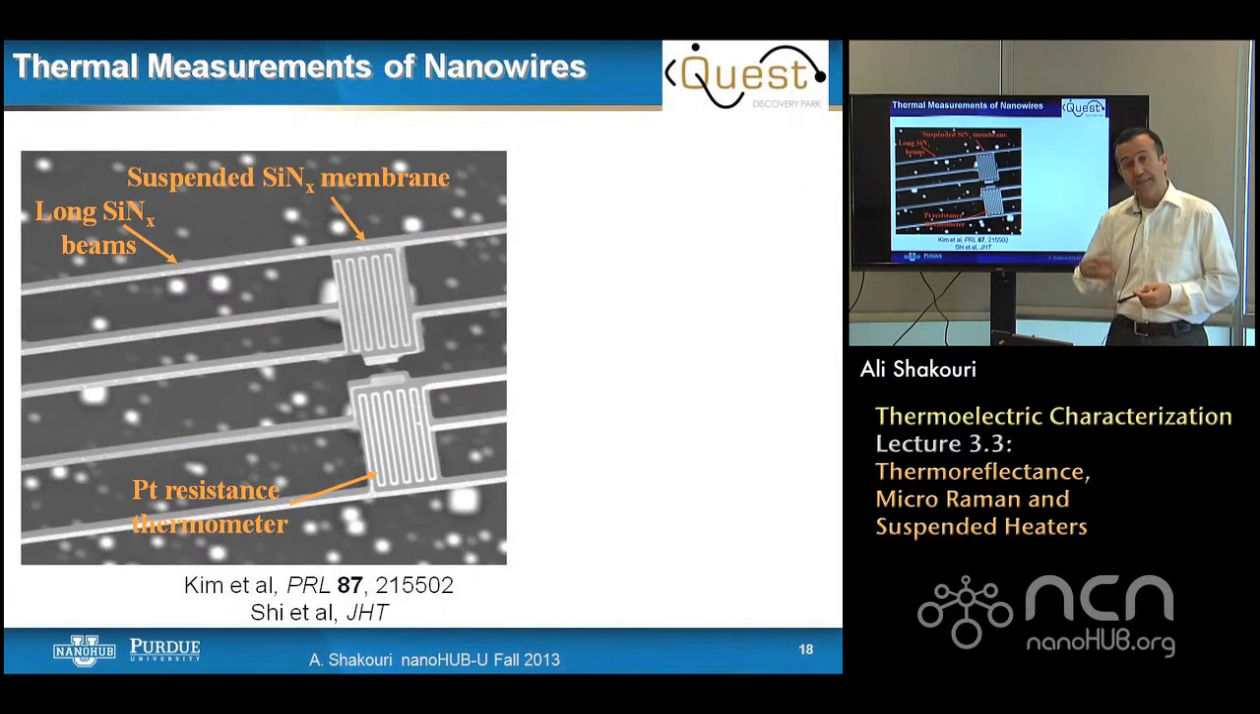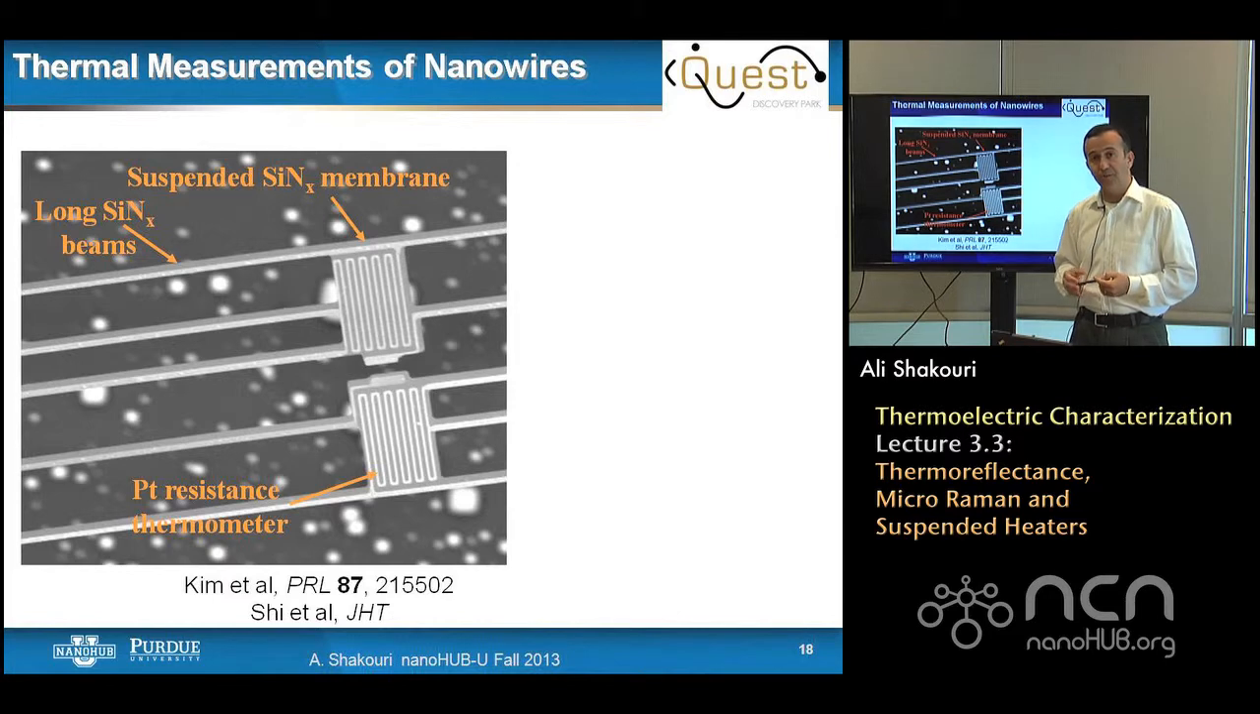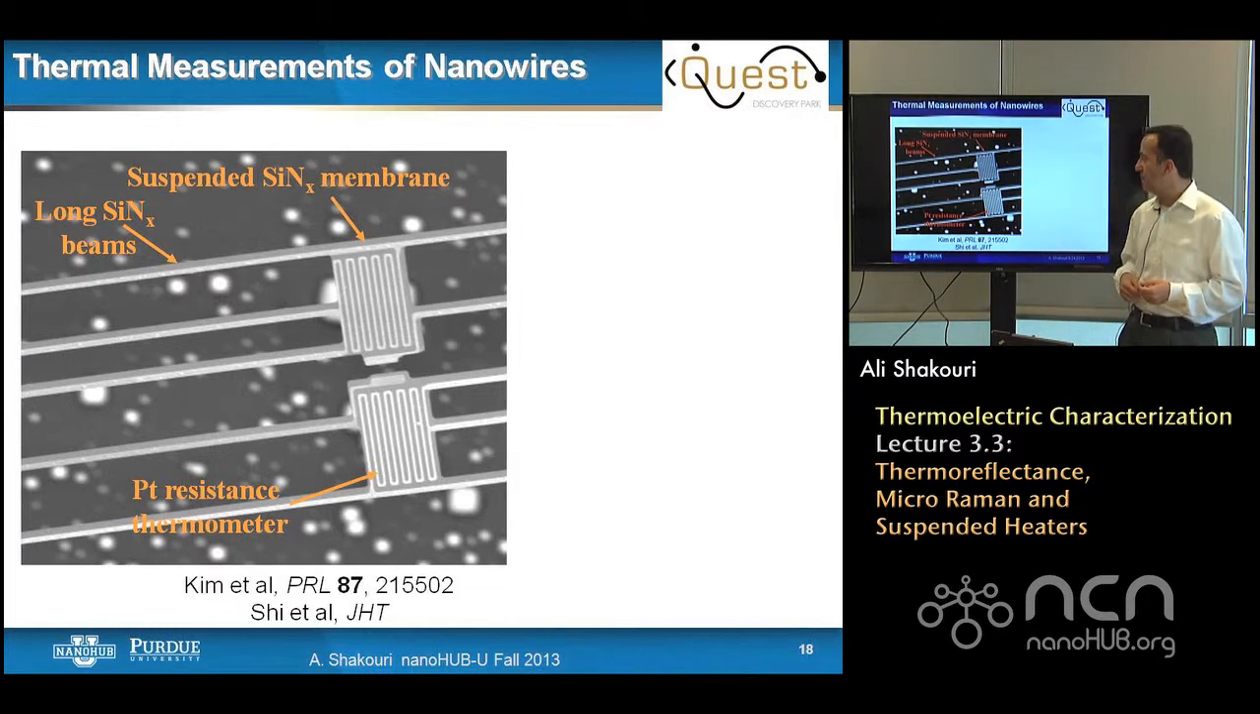Let me finalize. The last topic for today is how do you, now that we have seen how you measure temperature, how do you characterize heat fluxes and get thermoconductivity of nano objects?